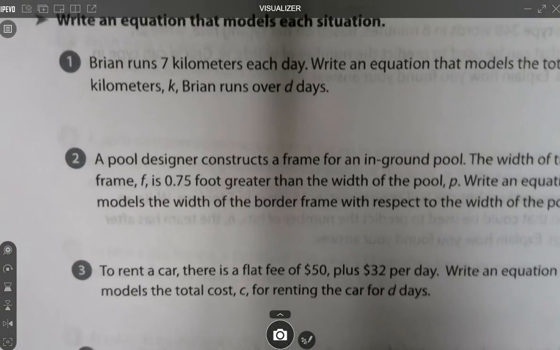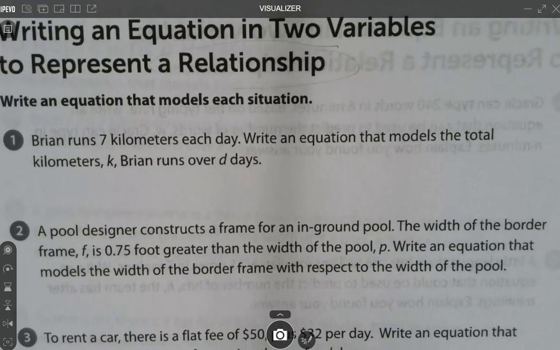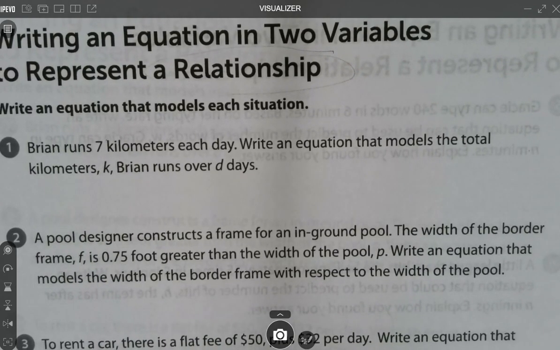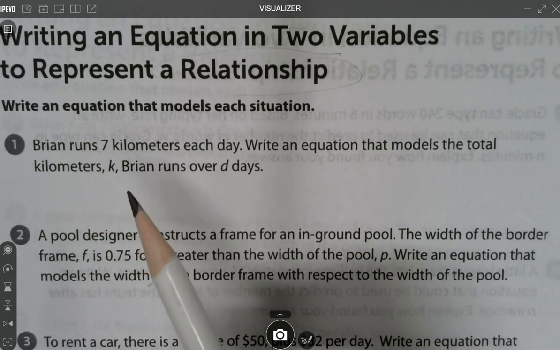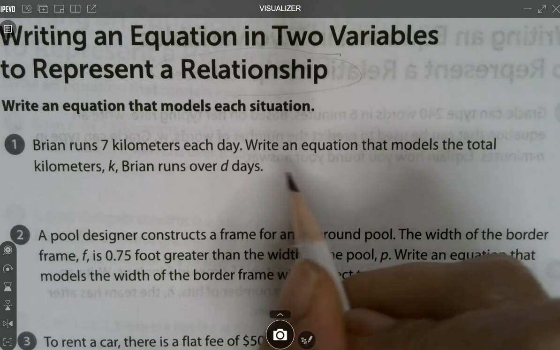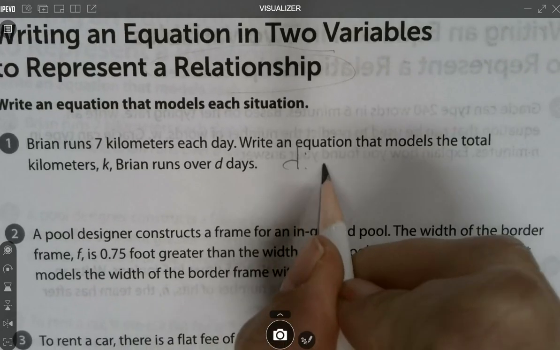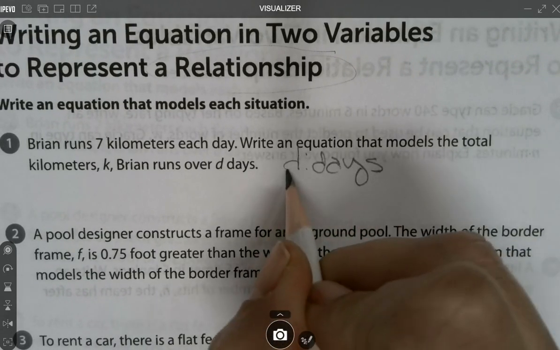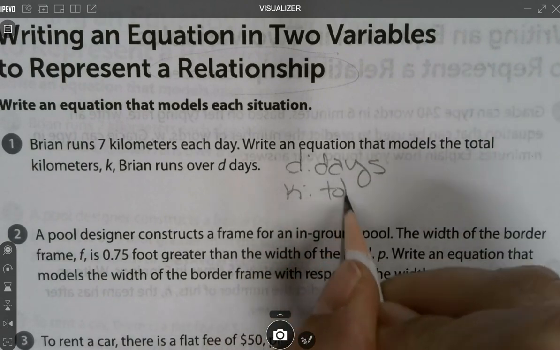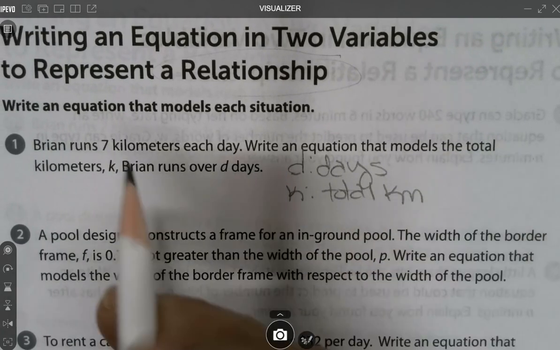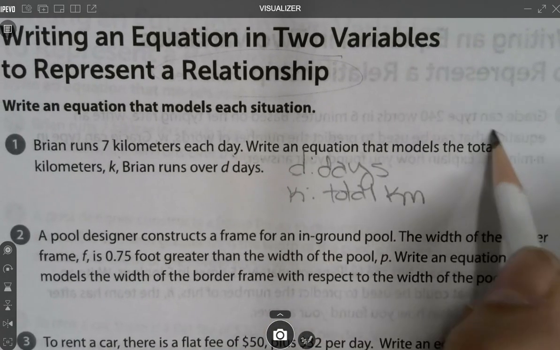So let's look at number 1. We are in lesson 22, session 2 of the iReady. So Brian runs 7 kilometers each day. Write an equation that models the total kilometers, K, Brian runs over D days. So first of all, let's make sure we define what these variables mean. D represents the days, and K represents the total kilometers. Brian runs 7 kilometers every day. Write an equation that models the total.